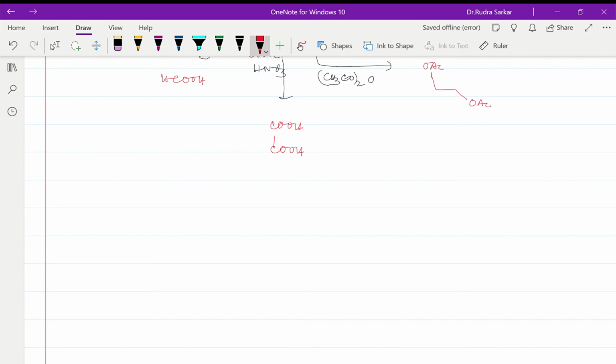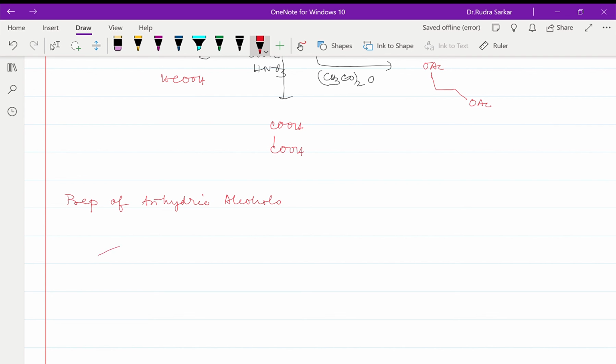Now, again, synthesis and reaction of, this will be our last topic today. Preparation of trihydric alcohols. Okay. And this is where we will end. And next day we will take up ether. Okay.